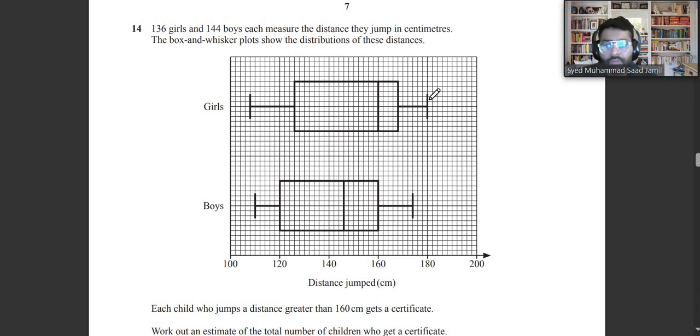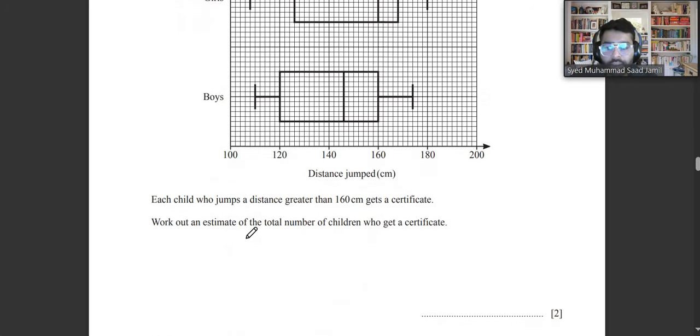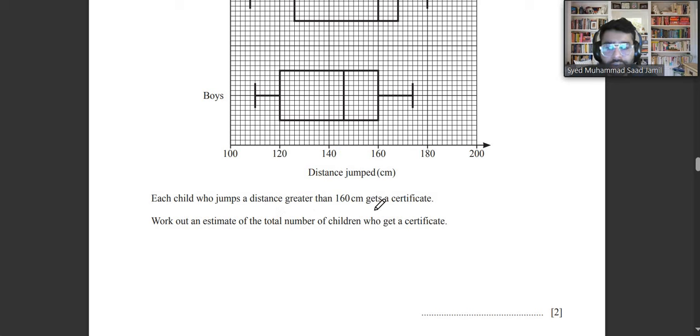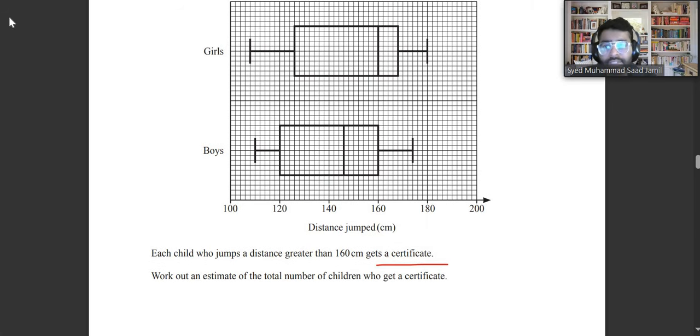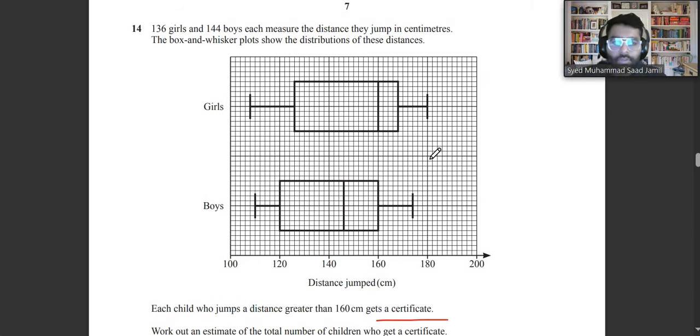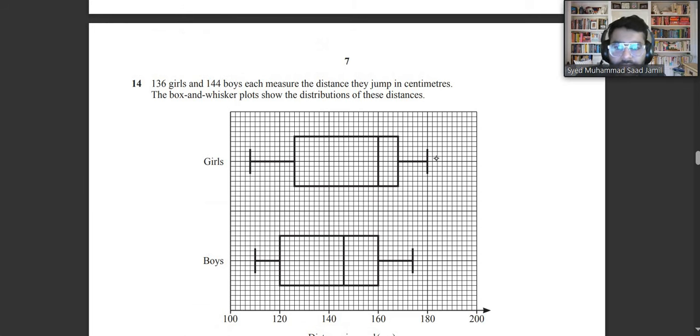136 girls and 144 boys each measure the distance they jump in centimeters. The box and whiskers plot shows the distribution of these distances. Each child who jumps a distance greater than 160 centimeters gets a certificate. Work out an estimate of the total number of students who get a certificate. Okay. So look, in this question, it says first of all 160, more than 160.